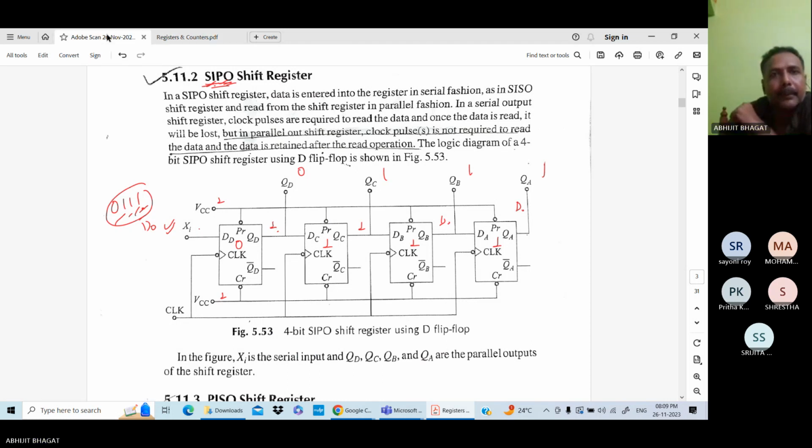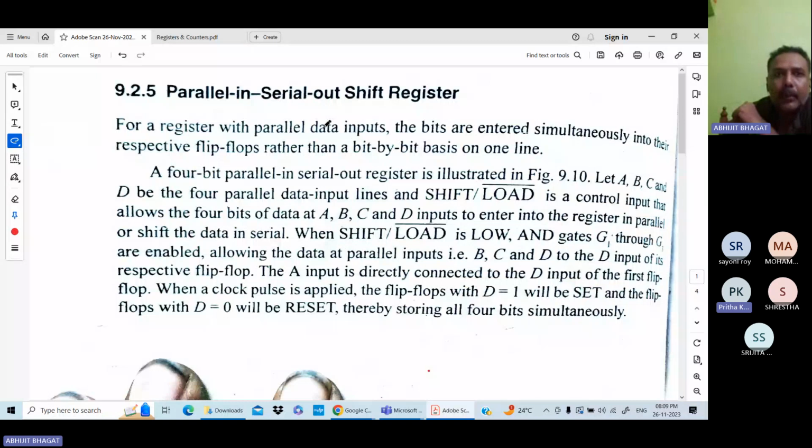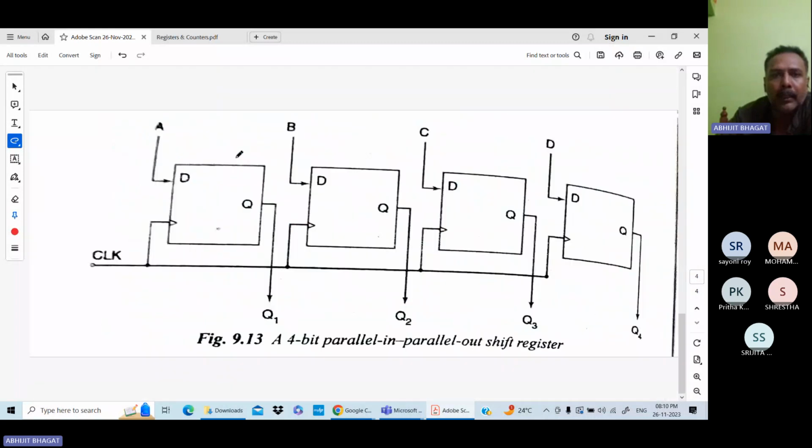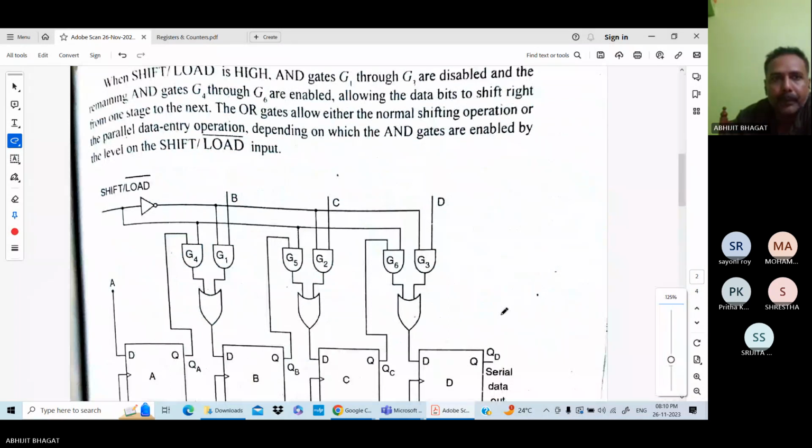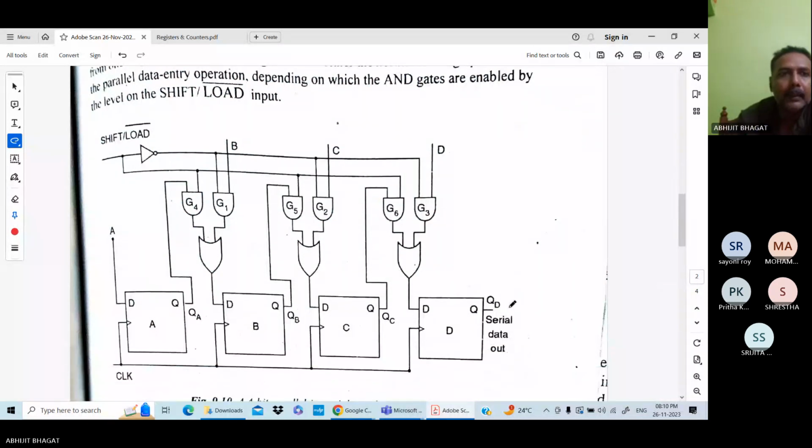Okay, next is parallel in serial out. For parallel in serial out, you can see here, suppose these 4 flip flops are there. Data is here A, B, C, D. These are the data. Here, this shift and load, these points are used for storing the data and shifting the data.